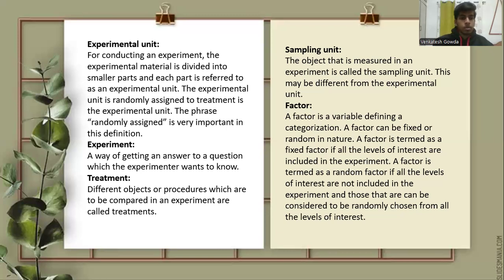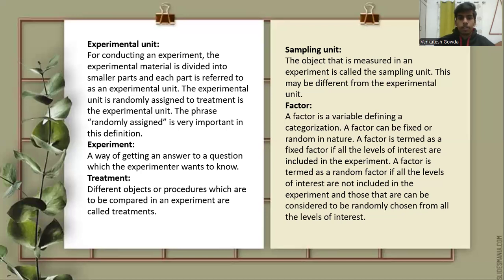Third is the treatment. So what is a treatment? Different objects or procedures which are to be compared in an experiment are called treatments. Next comes the sampling unit. So what is a sampling unit? The object that is measured in an experiment is called the sampling unit. This may be different from the experimental unit. So next is the factor.